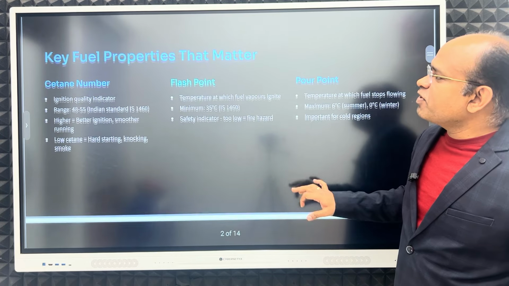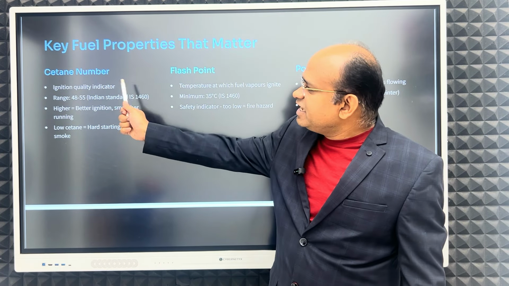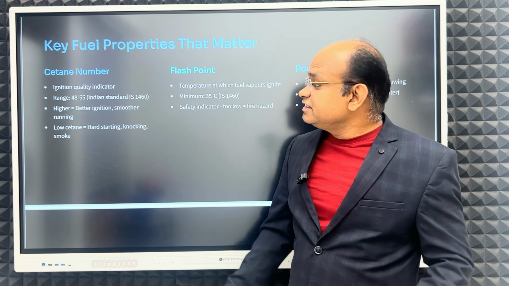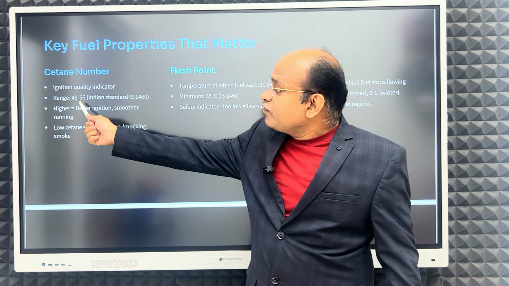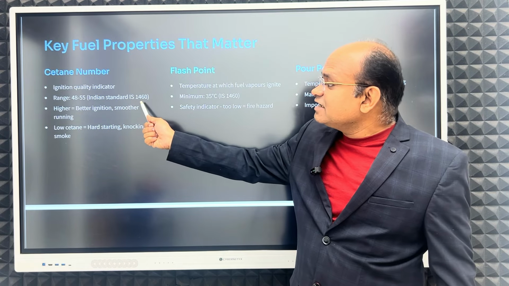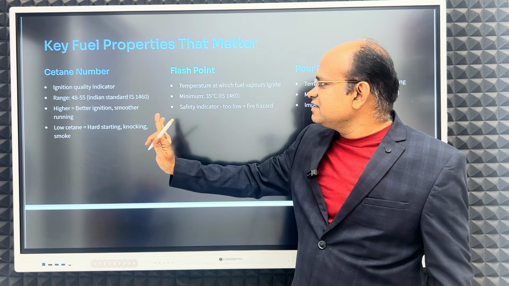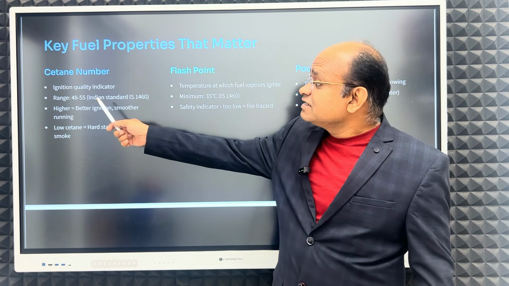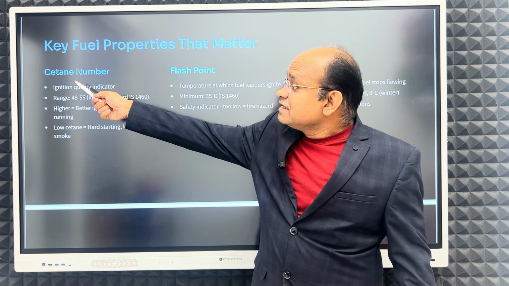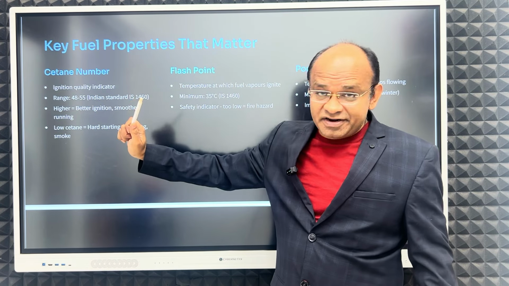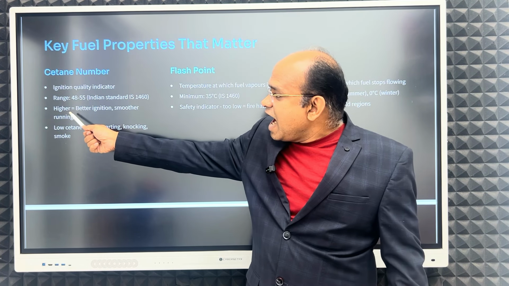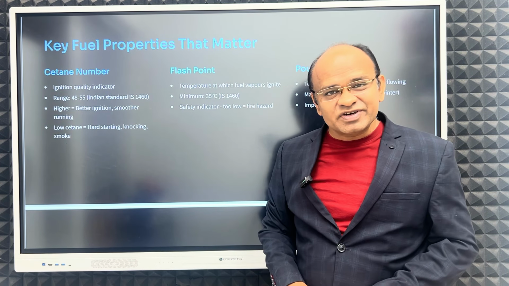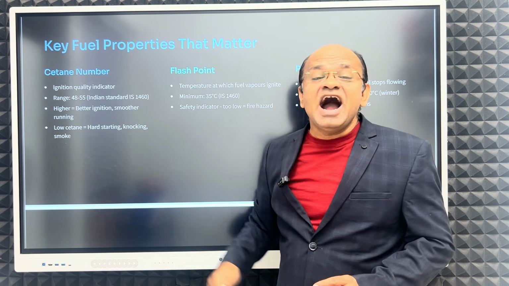Now, key fuel properties that matter. Cetane number, ignition quality indicator. Range 48 to 55, Indian standard IS 1416. This is as per Indian standard. You can check as per your country what the standards are for cetane number. High cetane means better ignition, smoother running. If you want smooth running, then this should be high.